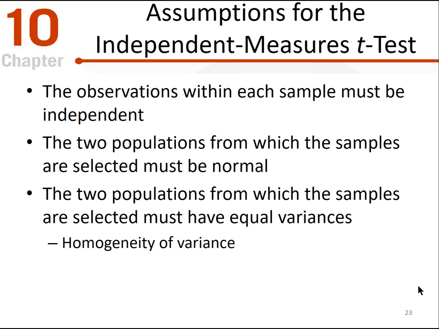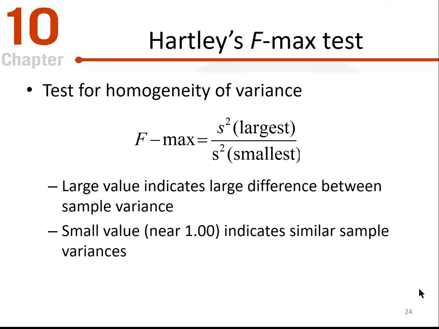But how do we know if the two samples have equal variance or that there is homogeneity of variance? For that, we use Hartley's F-max test that considers the variances of both samples. If the two population variances are equal, then the two sample variances should be very similar. When the two sample variances are close, we can be confident that the homogeneity assumption has been satisfied and we can proceed with the test. But if one sample variance is more than 3 or 4 times larger than the other, then we need to be concerned.